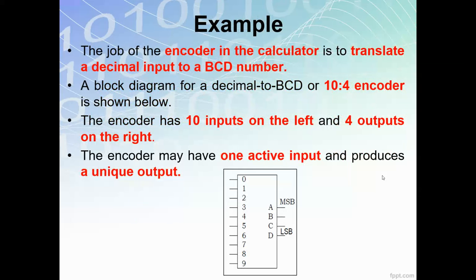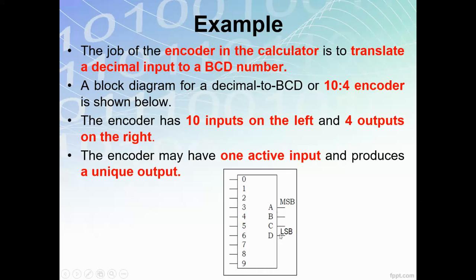Alright, so the job of the encoder in the calculator is to translate the decimal input to BCD numbers. Encoder dalam calculator, dia berfungsi untuk tukar daripada decimal number kepada BCD number. So the block diagram macam ni. Block diagram for the encoder, you have 10 decimal inputs, kita ada nilai value 0 hingga 9.